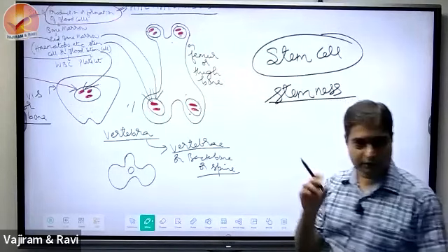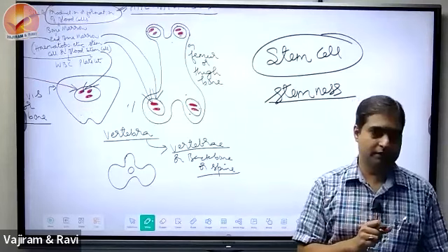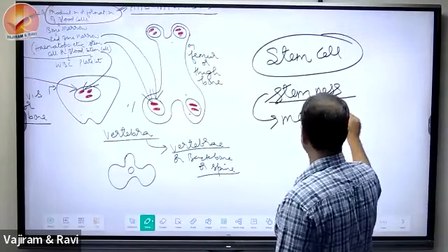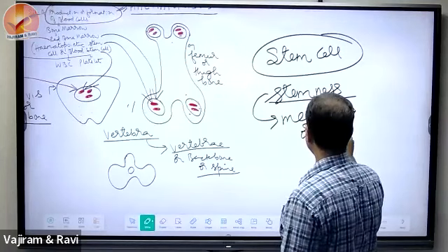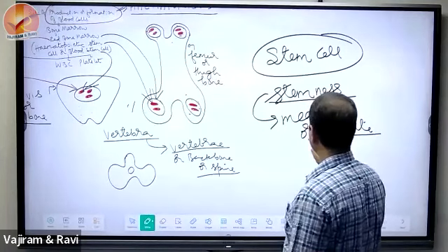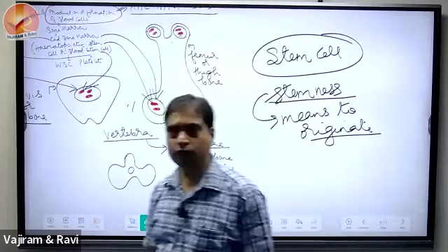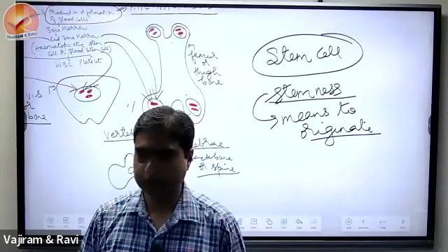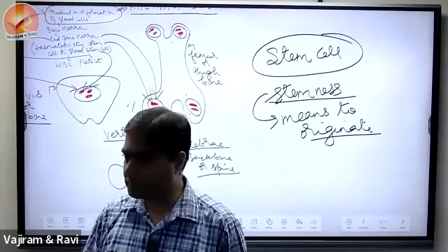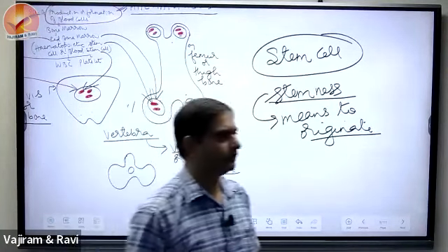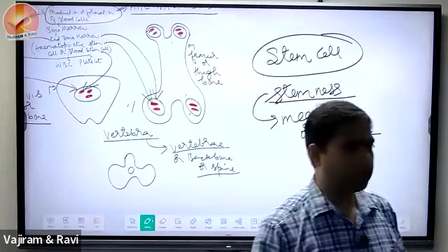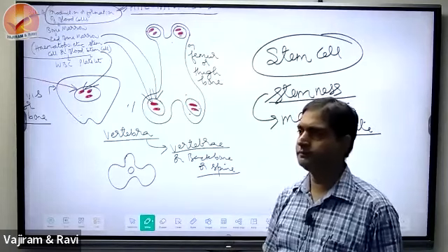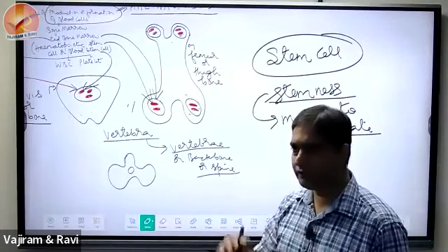Now, the term stem cell is derived from which word? Stemness. Stemness means to originate. So the term stemness means what? To originate. Now all the cells of the body originate from where? The stem cell. Is it clear? All the cells are derived from stem cell only. So that is why the term we are using is stem cell.